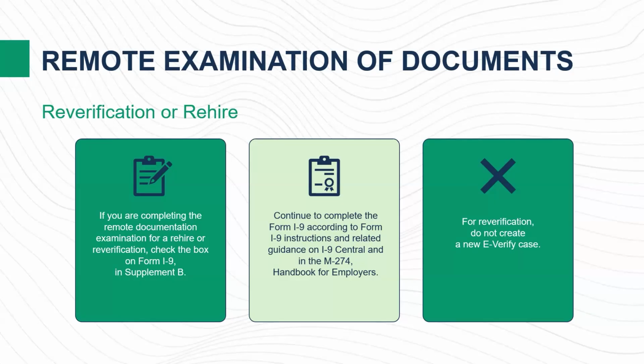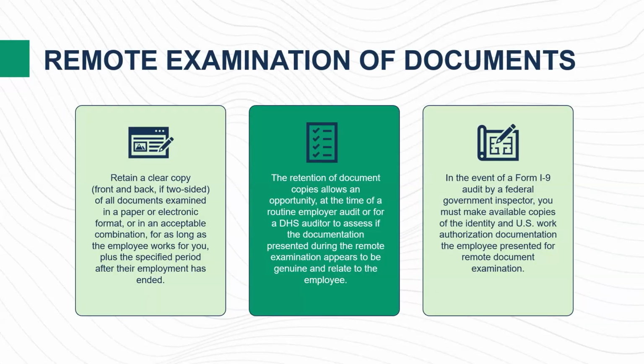If you do a re-verification, do not do a new E-Verify case. Again, retain clear copies, front and back, in a paper or electronic format. That is also acceptable, but you'll need to have clear copies in that electronic format as well. Retaining document copies allows opportunity at the time of routine review if you are audited by DHS or ICE, so that they can find what they need, the I-9s, quickly.